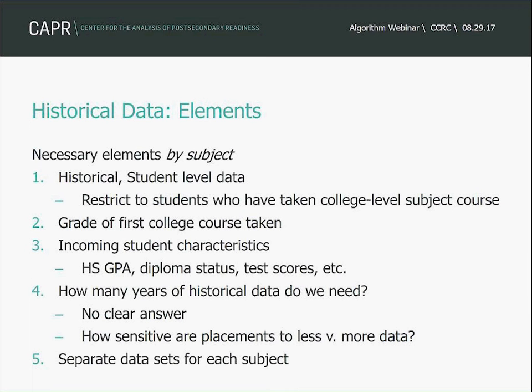And similarly for English. So you're actually going to have separate historical data sets for each subject here. Within those historical data, you'll want to observe the grade of their first college level course taken. You'll want to be able to link that to their incoming student characteristics, such as high school GPA, diploma status, their test scores, etc. And then, of course, there's a question of how many years of historical data one needs to estimate an algorithm.